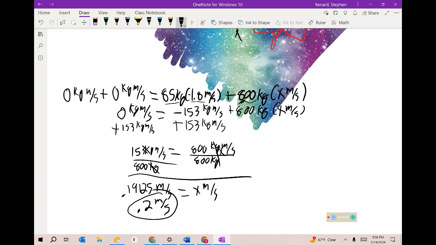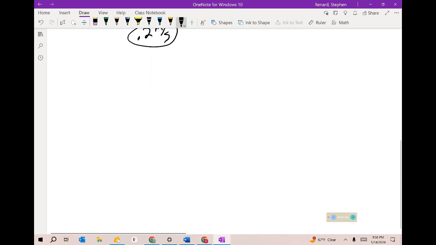We have negative 1.8 meters per second is how fast Angie's moving as she pushes off the satellite. And the satellite's a little bit under 10 times as big. So it's going to be going roughly 10 times slower. And that tracks. So let's go on to number three.